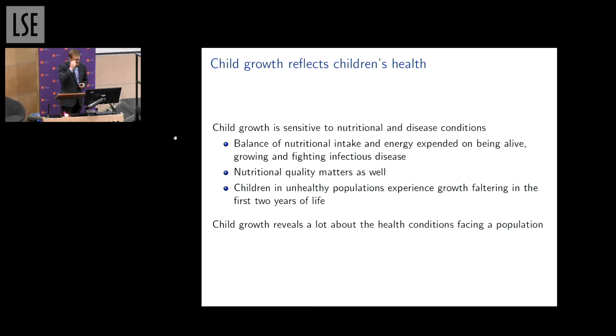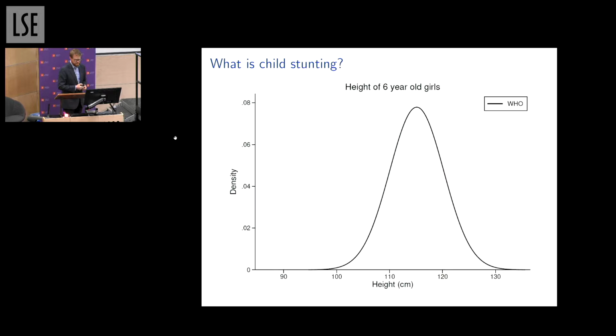So I think what we learn from this is that child growth is really sensitive to nutritional and disease conditions. This is the balance of nutritional intake and energy expended on being alive, growing, and fighting infectious disease. And nutritional quality matters as well: the protein, the calories that you're getting, the micronutrients. And we've also seen that there's this really common pattern of growth faltering in the first 2 years of life. So I think child growth really tells us a lot about the health conditions facing a population. So that's how child growth works.